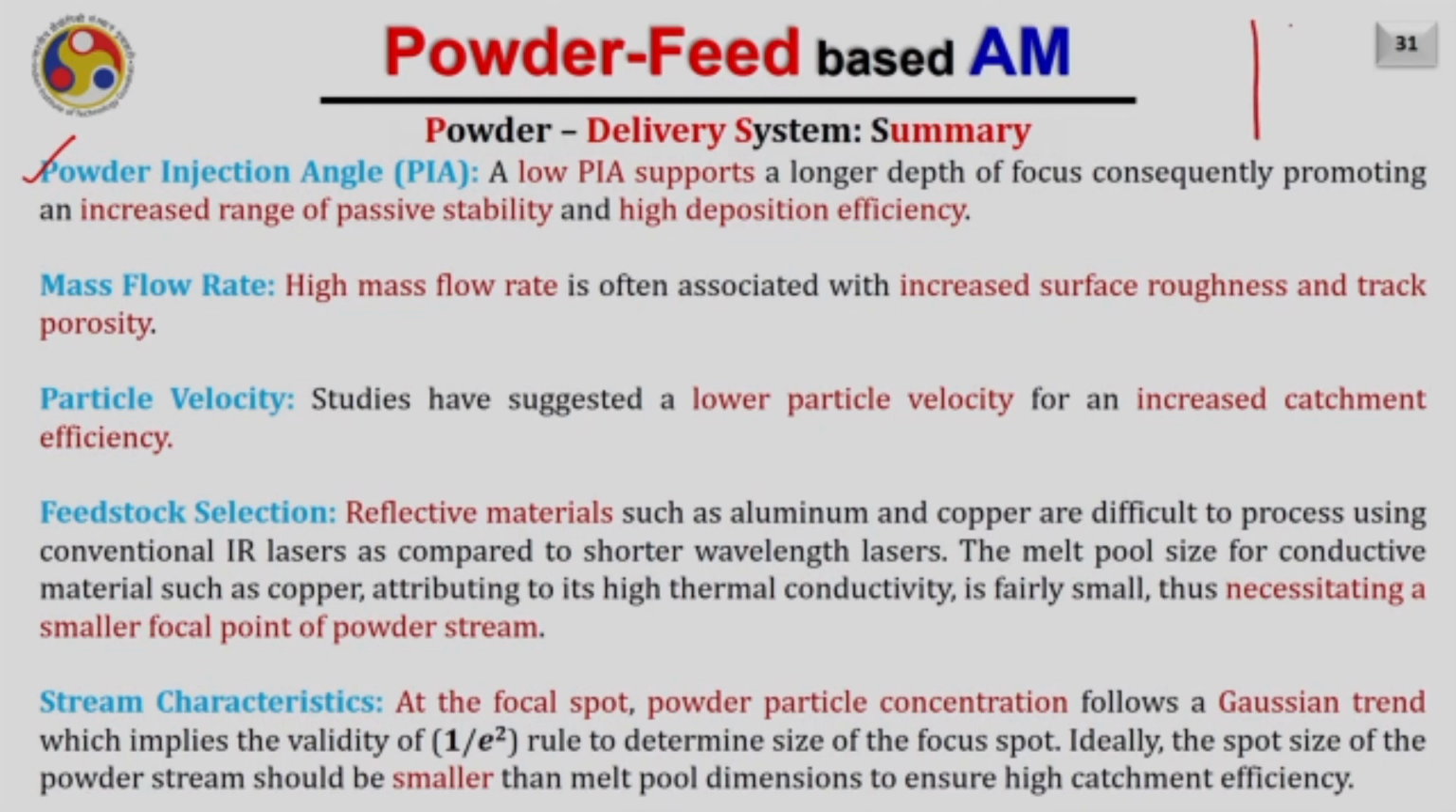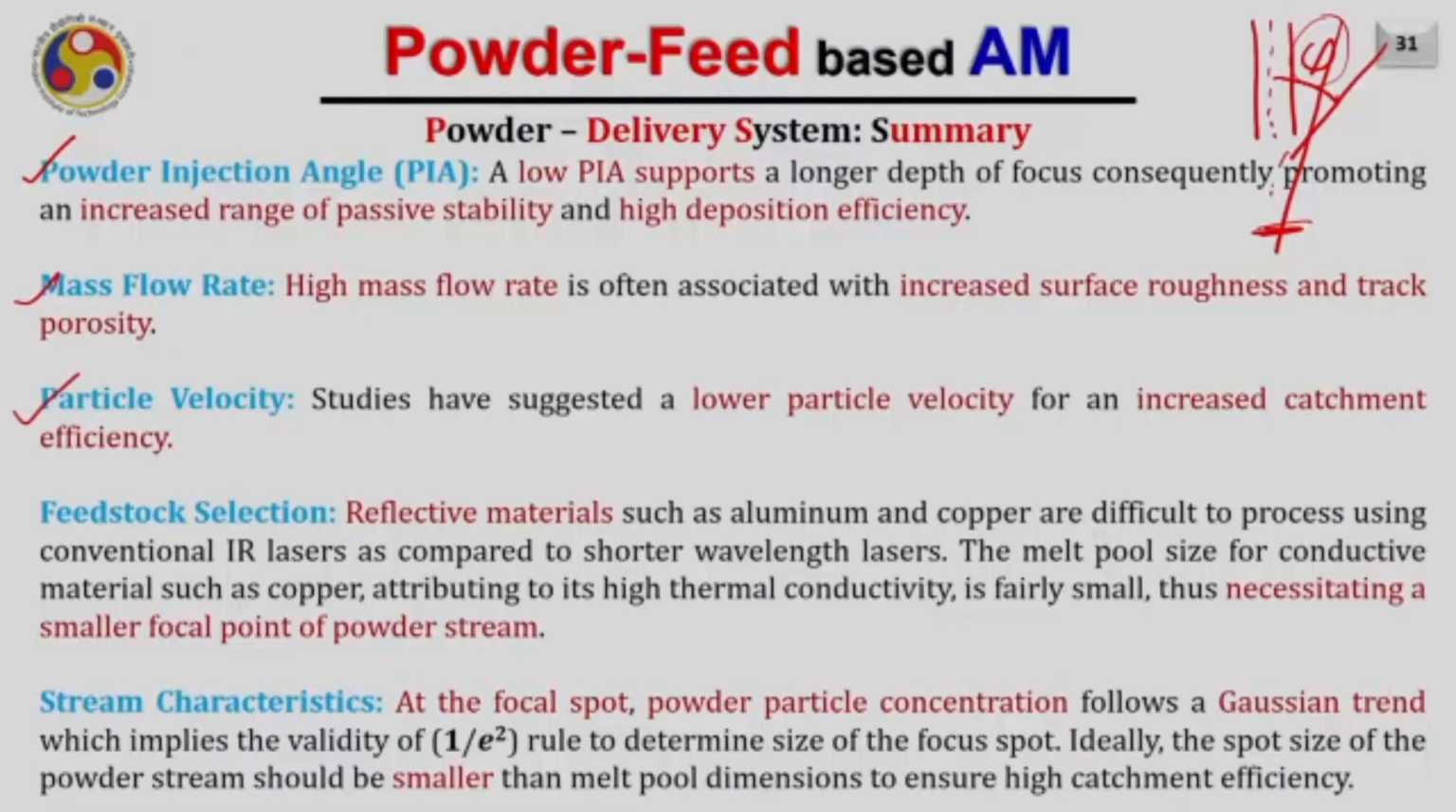If I just want to recall, this is the laser coming from the center and this is the cone angle, right? This particular angle was phi. If I decrease this angle phi, of course my focal point will go down, and as a result I will be able to increase the passive stability and high deposition efficiency. The mass flow rate of the powder is often associated with increasing surface roughness and track porosity. So we have to be optimal by making a compromise between the deposition rate and the mechanical properties of the final track.